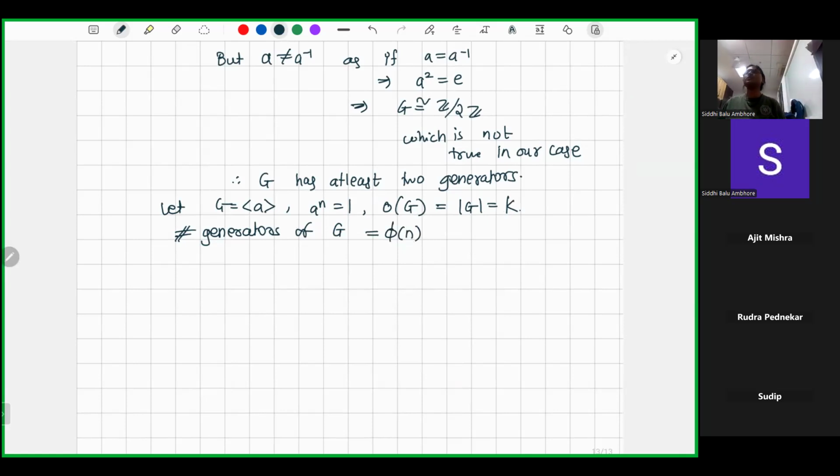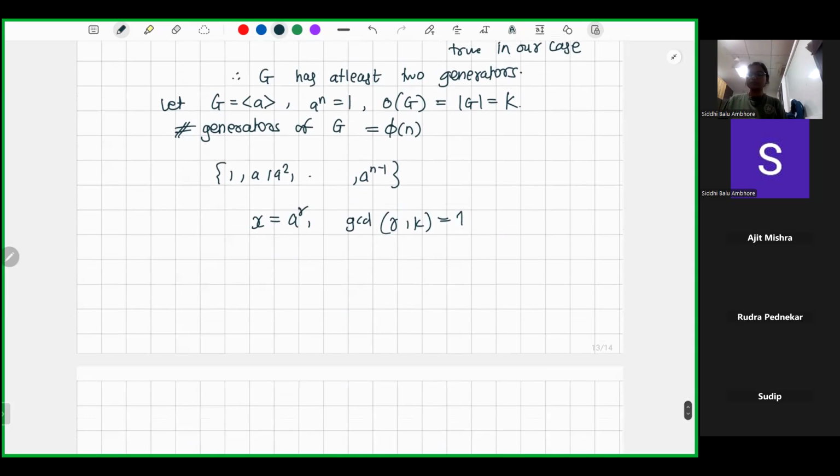The number of elements whose GCD with N is 1. So all the elements will be of this form, right? 1, A, A square, and so on, and A power N. A power N will be this again. So if X is of this form, A power R, and if GCD of R and K is 1, then this A power R will generate my G.